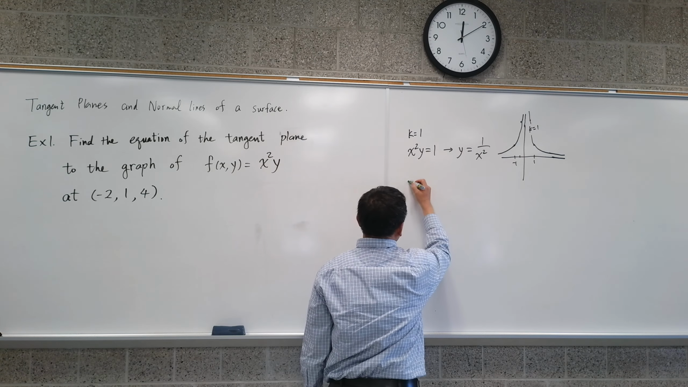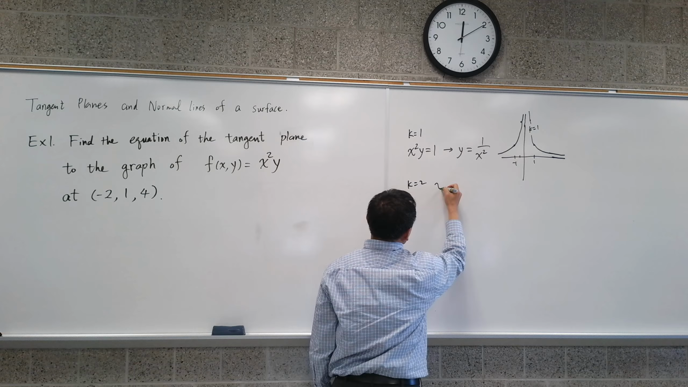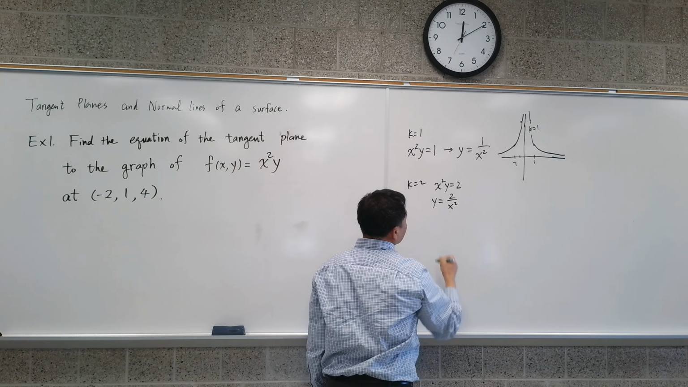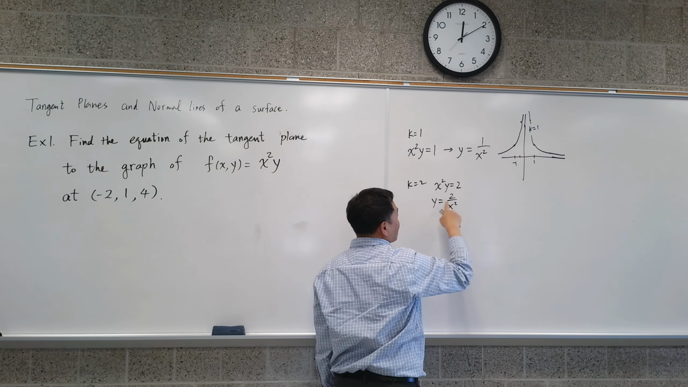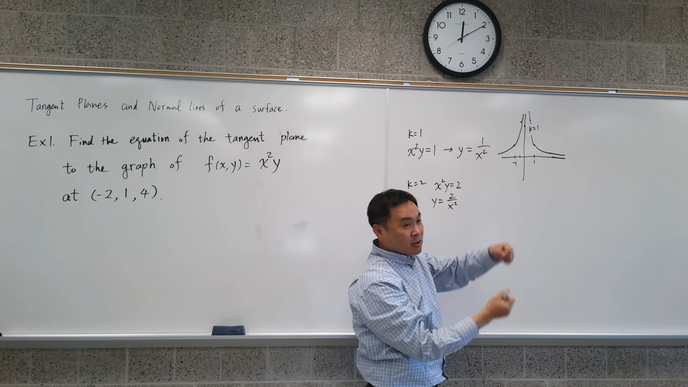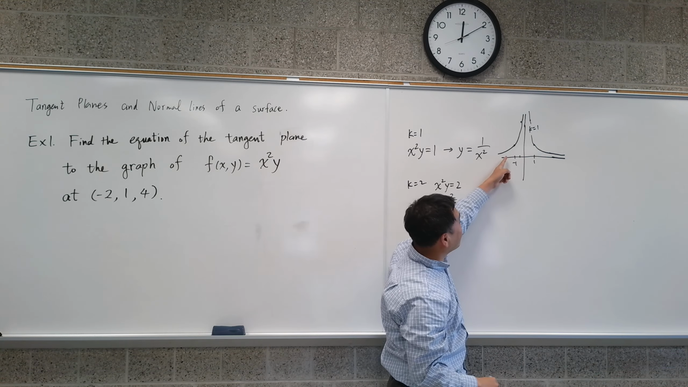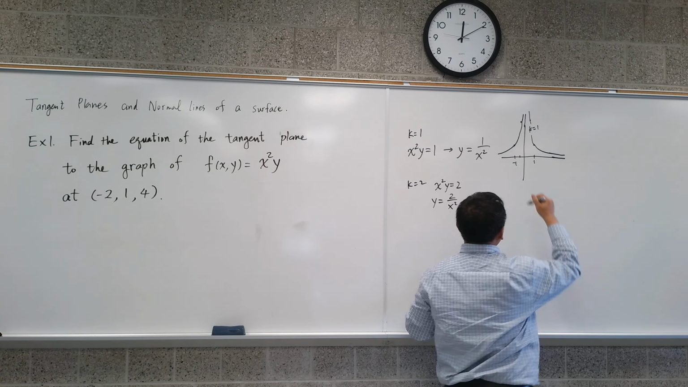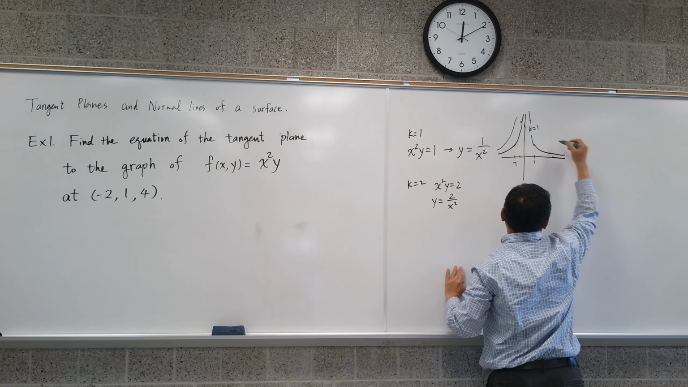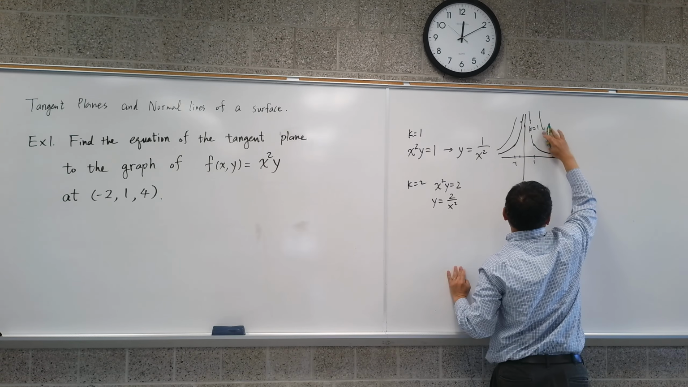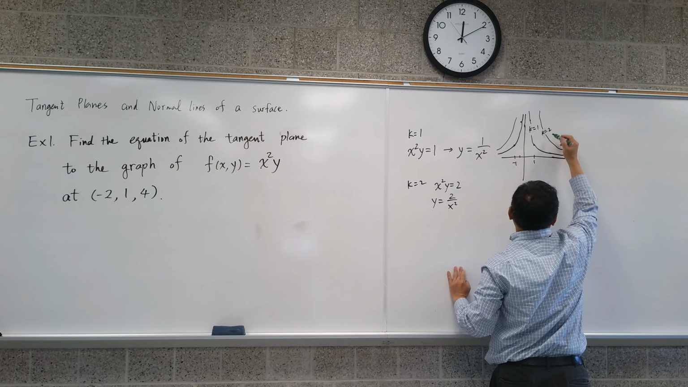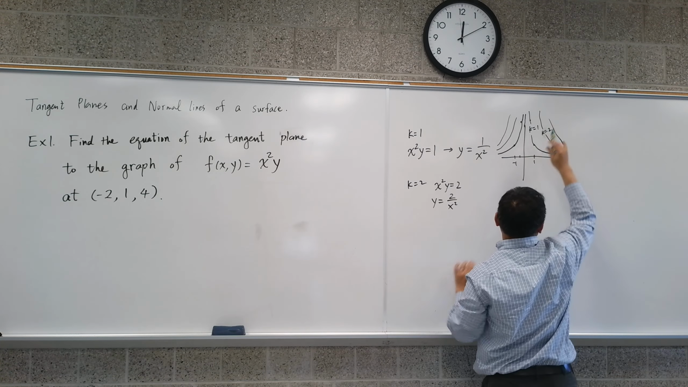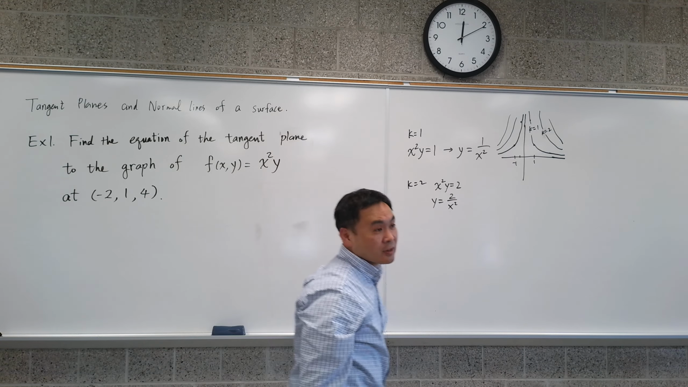What if k is 2? Then you have x squared y equals 2, so y is equal to 2 over x squared. That's basically the same as this one. You just multiply by 2, so you're taking this graph and multiplying the y value by 2. So you just have the same kind of graph that's taller. So that's going to be your k equals 2. And then you can imagine what's going to happen as k equals 3, and then 4, like that, okay?